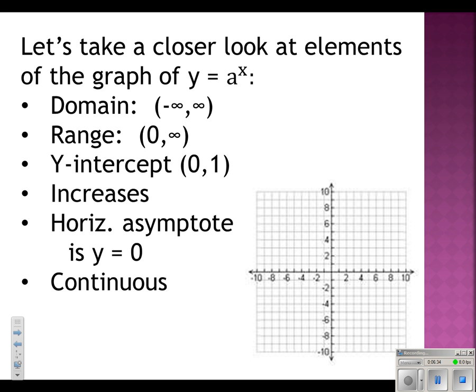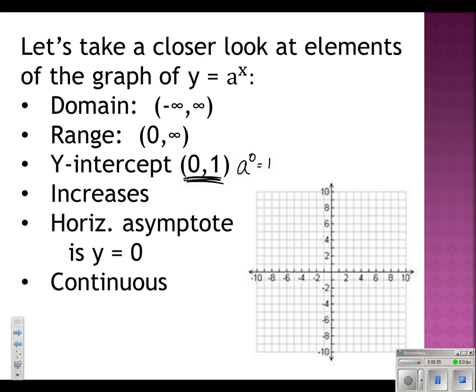The y-intercept is 0, 1. And again, if you plugged 0 in for x, you would have a to the 0 power. Remember that a to the 0 power, or anything to the 0 power, is 1. So that's how this intercept comes about. Plugging 0 in for x will give us a y value of 1.